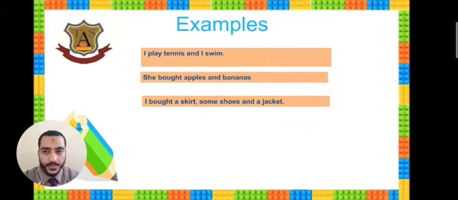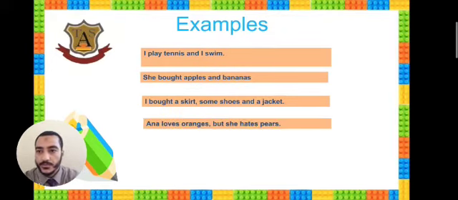I bought a skirt, some shoes and a jacket. With the conjunction here, and, very good, I bought a skirt, some shoes, and a jacket. I want to add something, so we use and. Okay, very good. Next one, here is but.